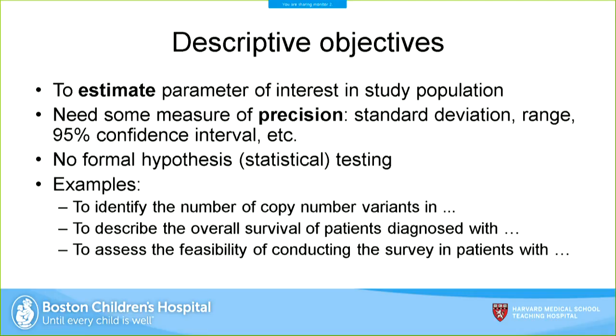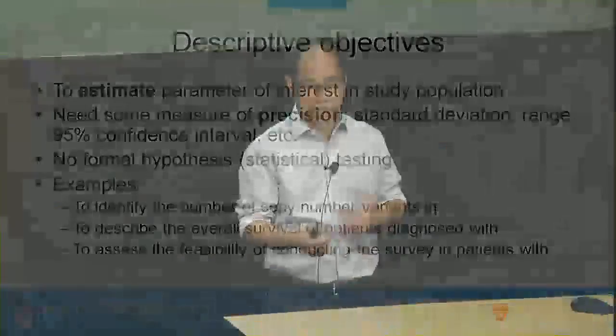For descriptive objectives, generally there will be no formal hypothesis or statistical testing. You're not going to run a comparison. It's just really describing your data using an estimate. So some examples: to identify the number of copy number variants in a certain gene in a certain population, to describe the overall survival of patients diagnosed with a certain disease, to assess the feasibility of conducting a survey in patients with X.